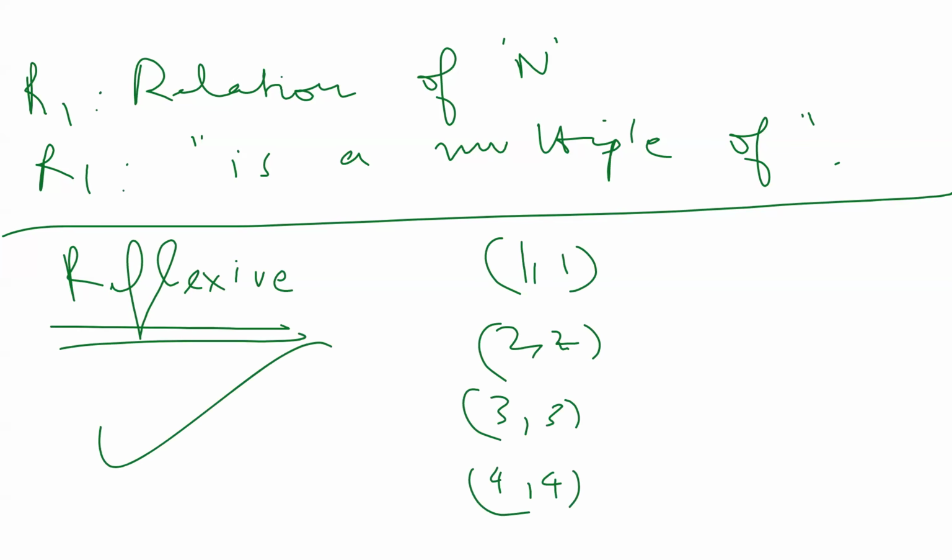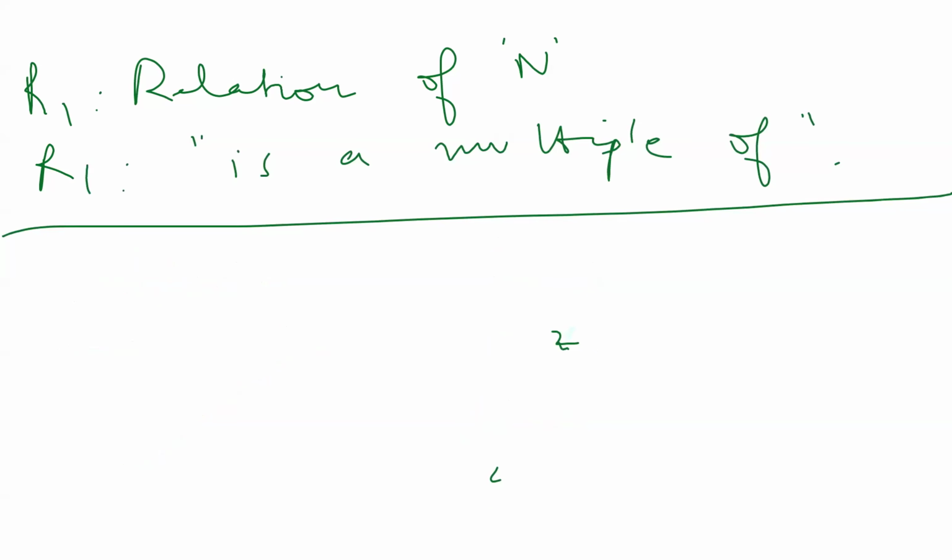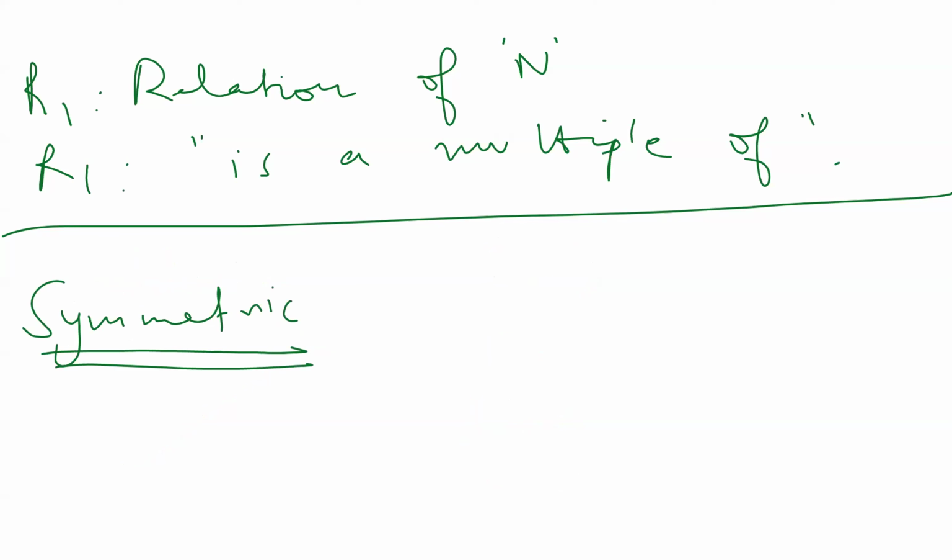Okay. Symmetric. Can you work it out for yourself? Take some examples. And even if one example fails, everything else fails. Now the first statement should be true. 18 is a multiple of 6. So 18 comma 6 belongs to R1, because 18 is a multiple of 6.